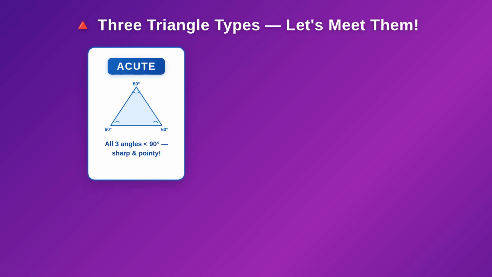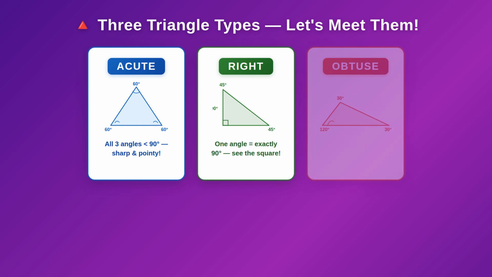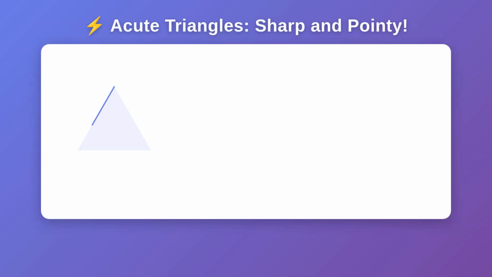Here's where it gets fun. There are 3 types of triangles based on angles, and they each have a personality. An acute triangle has all 3 angles smaller than 90 degrees. It looks sharp and pointy. A right triangle has one angle that's exactly 90 degrees. You'll see a little square in the corner. And an obtuse triangle has one angle bigger than 90 degrees. It looks kind of squished or wide. Maya is starting to smile. This isn't so bad. Let's zoom in on acute triangles first.